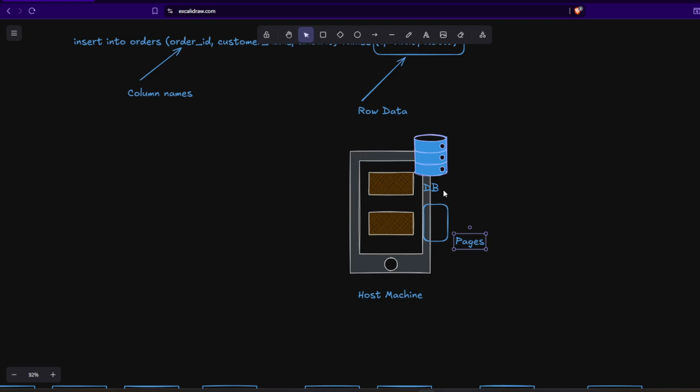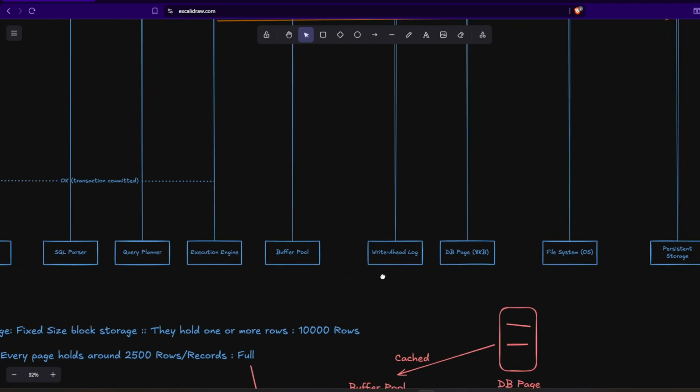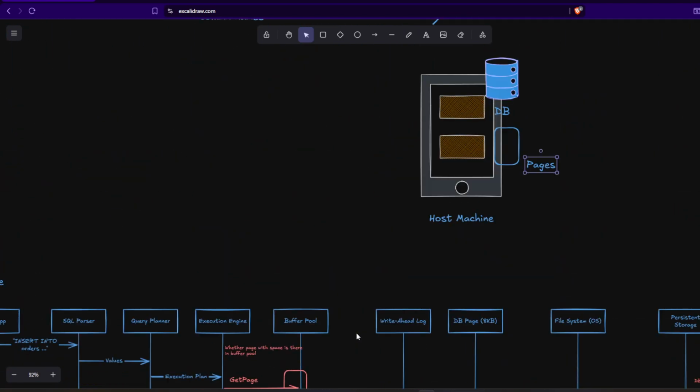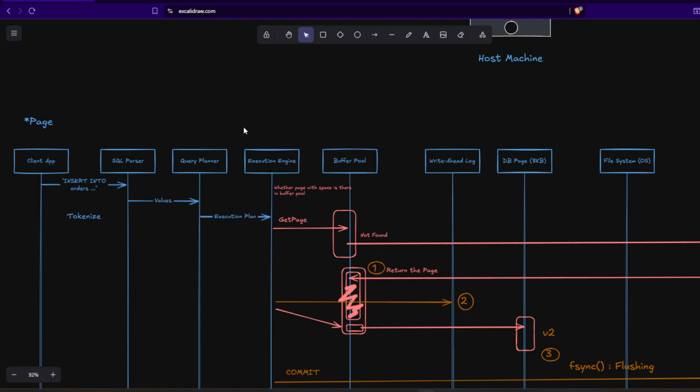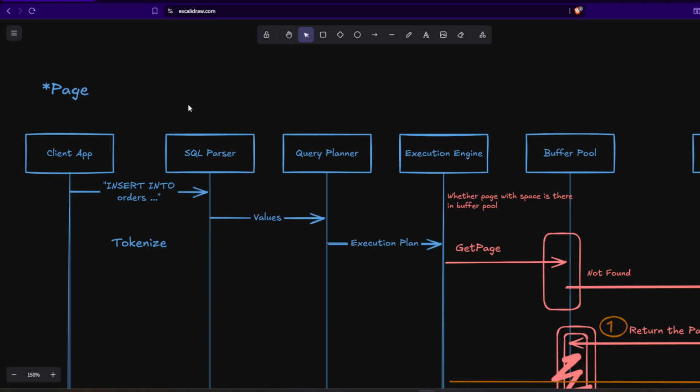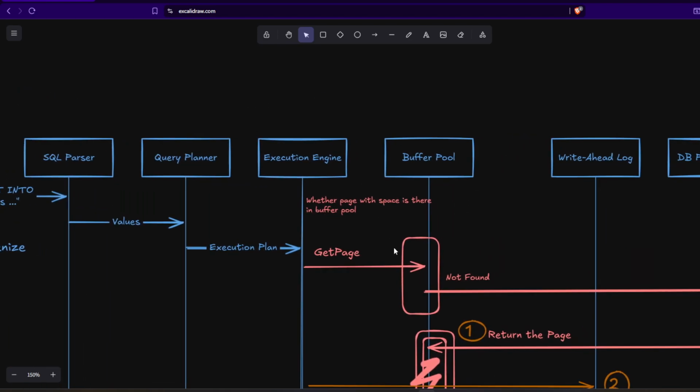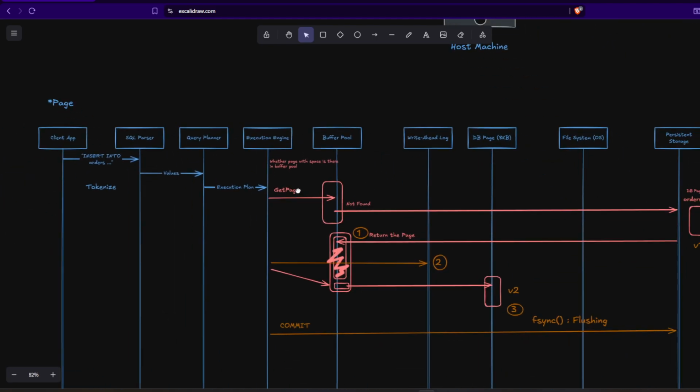So I hope this part is clear to you: what exactly is the flow of a query, when we fire a query into our terminal, how exactly it is written into the disk, and how in our subsequent disk reads that data is read. I think all these things are clear to you now.